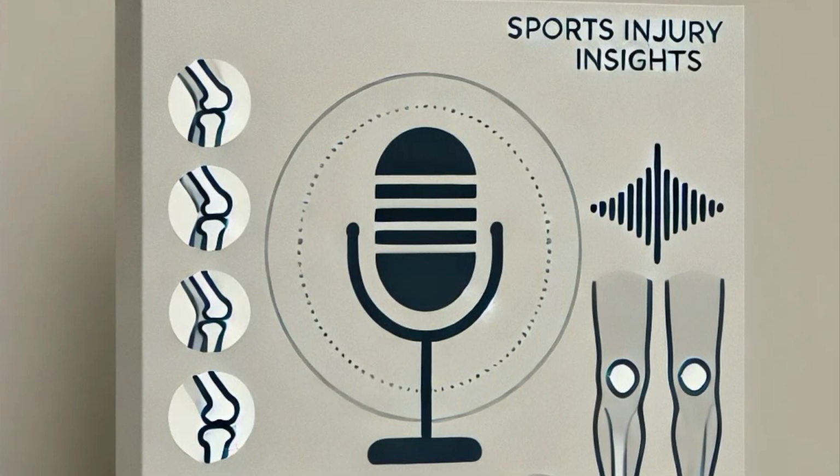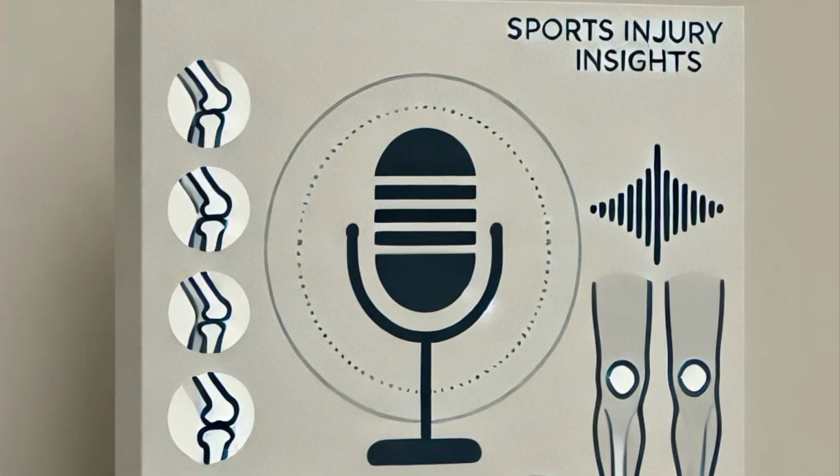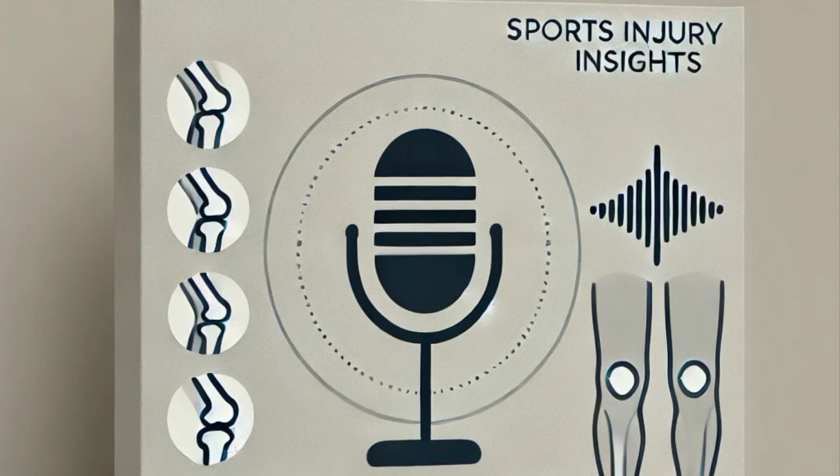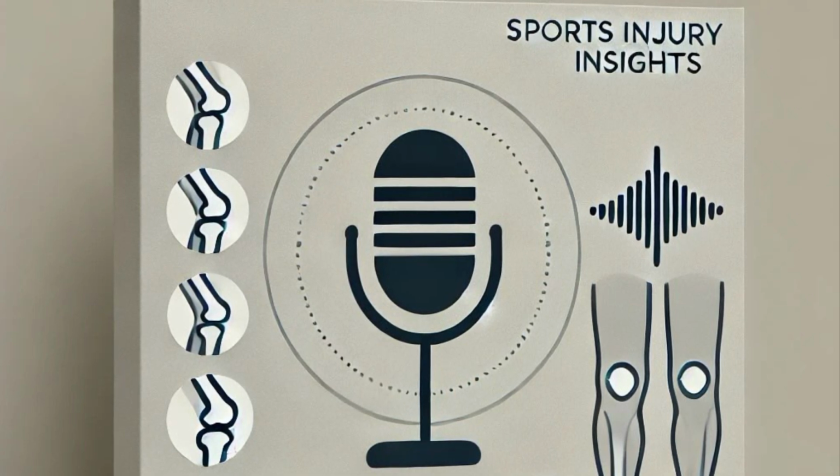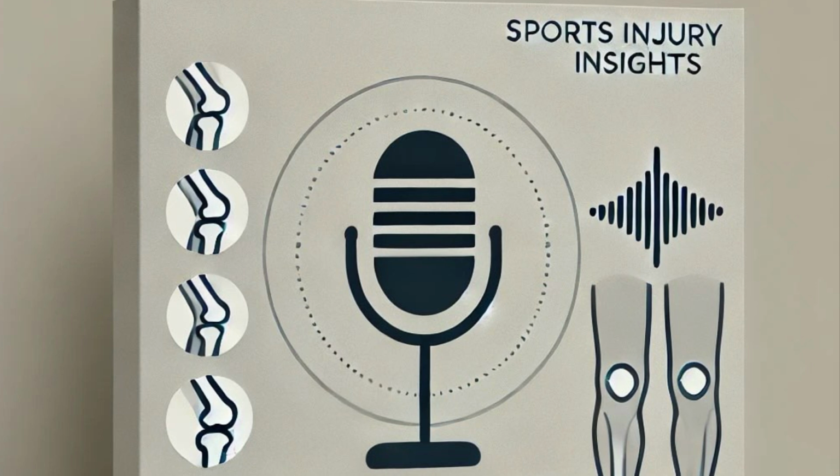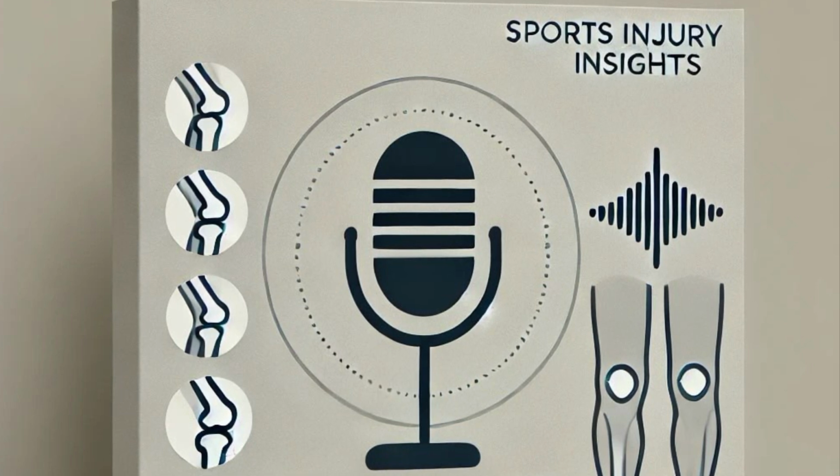Think of them like a temporary cast for your knee or ankle. They help limit movement in specific directions, taking the stress off those injured ligaments and allowing them to knit back together. So it's like giving those ligaments a break while they recover.